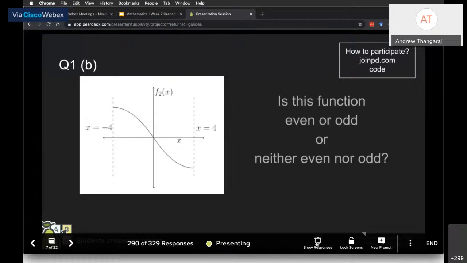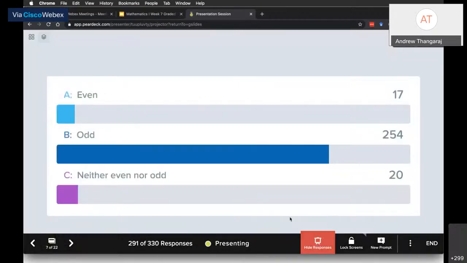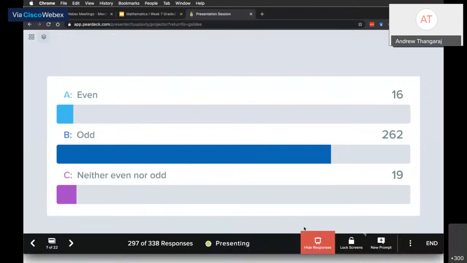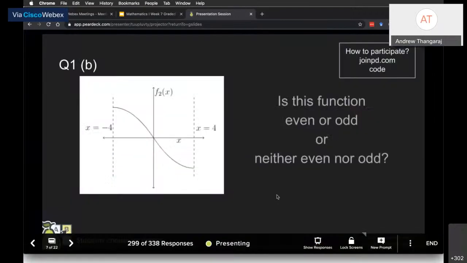That's 1 minute up. So let me show you the responses. An overwhelmingly large number have said that the function is odd. A small fraction have said even, and then neither. They see the correction now, and they're going and correcting. I think it's okay to be confused at this stage. As you keep learning, it will improve.